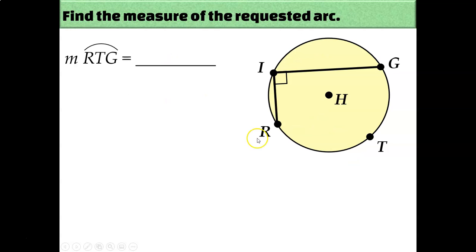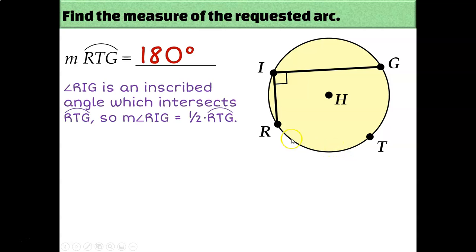This is kind of an interesting problem. We don't have an angle measurement given, instead we're given this little square, but we all know what that little square means. It's a 90-degree angle. So if I need to calculate the measure of arc RTG, well, this right angle is an inscribed angle, and RTG is the arc that it intercepts, so I just double 90 and figure out that the measure of arc RTG is 180, which actually means that RTG would be a semicircle. It also means that segment RG would be a diameter.